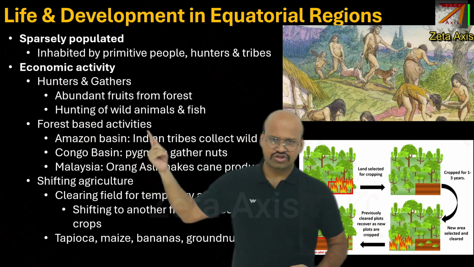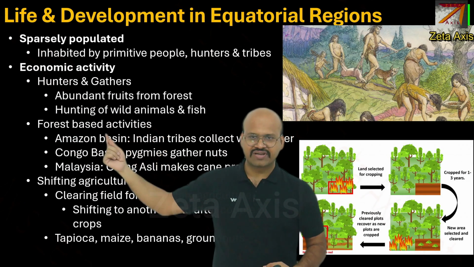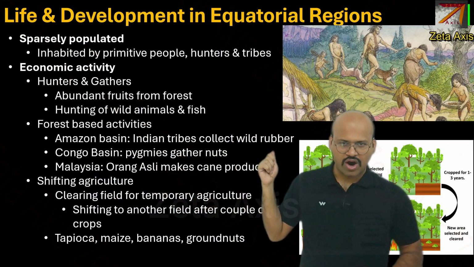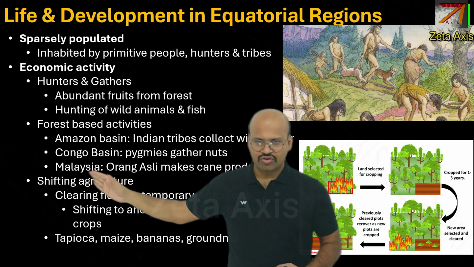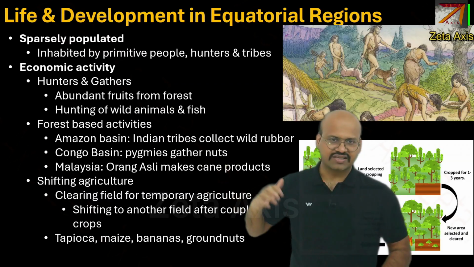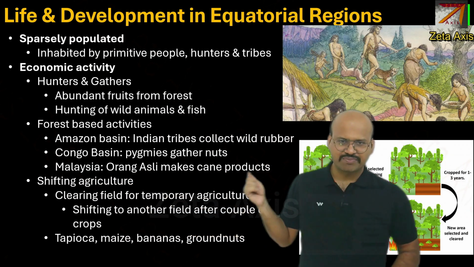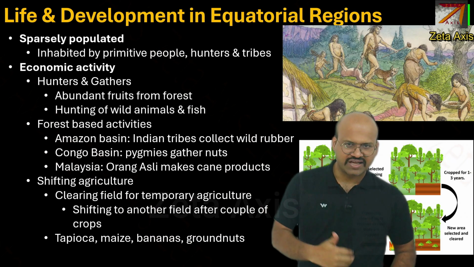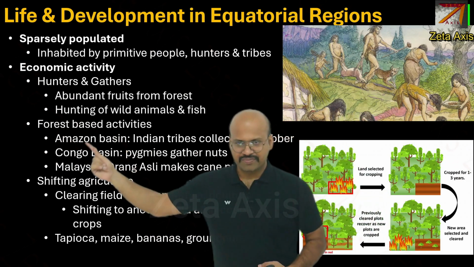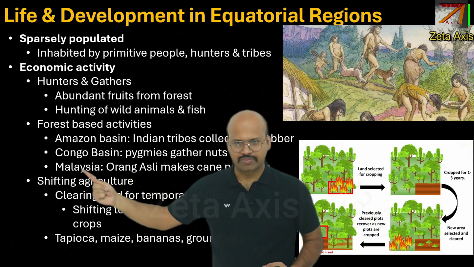Forest-based activities are also performed by some tribes. Amazon Basin Indian tribes collect wild rubber. In the Congo Basin, pygmies gather nuts and they sell them to the villagers. And in Malaysia, the Orang Asli make cane products and they sell them to the villagers. So we can see that some forest-based activities are also performed by the tribes.